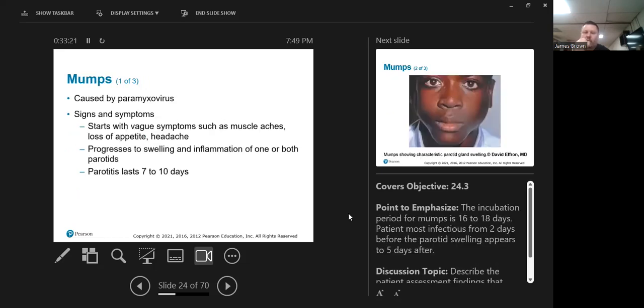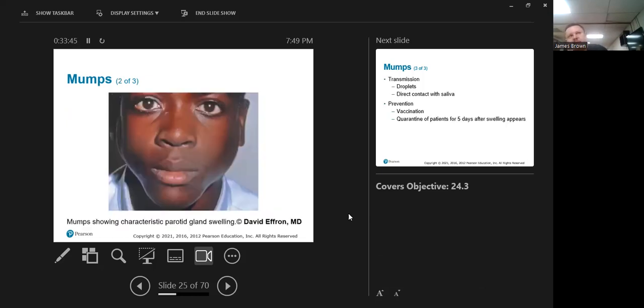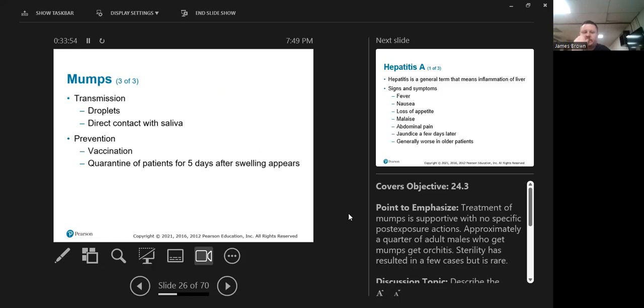Mumps, caused by the paramyxovirus. Signs and symptoms: starts with vague symptoms such as muscle aches, loss of appetite, headache, progression to swelling and inflammation of one or both of the parotids. Which is funny, I mean, you can barely see that part, but kind of right here as well. Transmission is through droplets and direct contact with saliva. Prevention is vaccination, quarantine of patients for 5 days after the swelling starts.